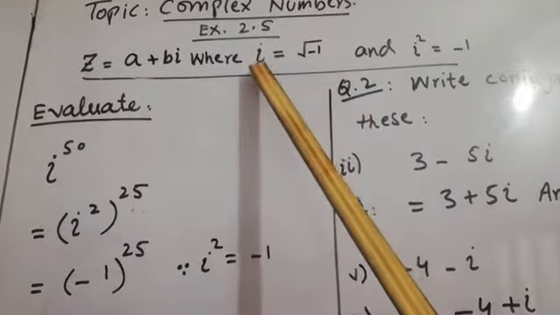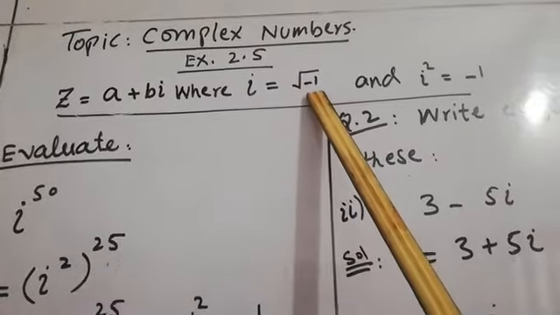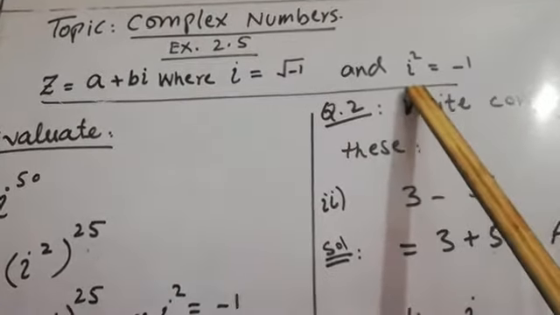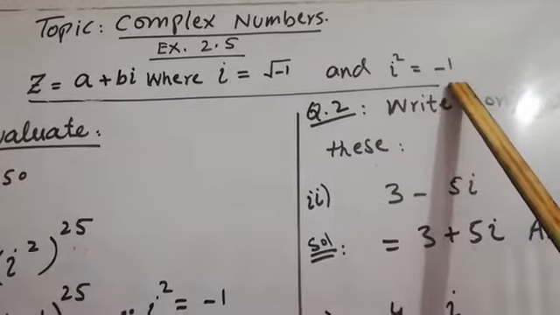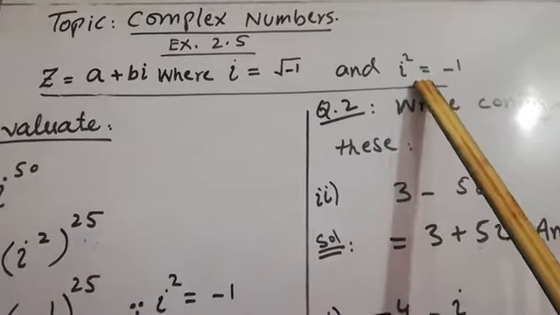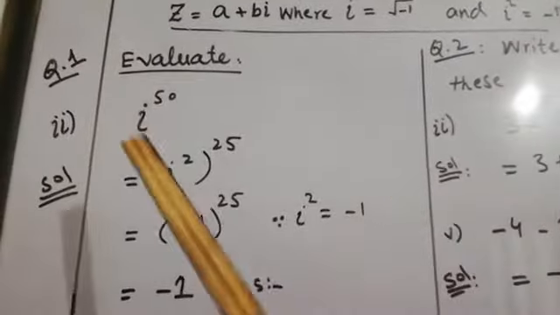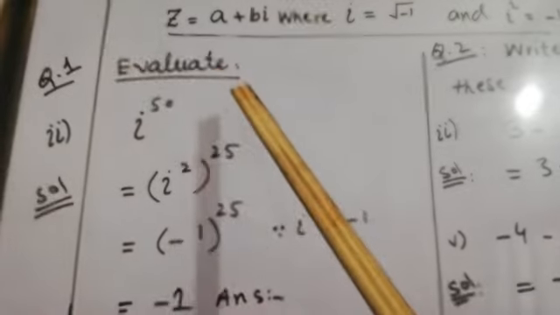And if we take the square on both sides, iota square and minus 1 square, then we get the value of iota square, which is equal to minus 1. You will keep this value in your mind because we will use this value again and again in our topic. Our question number 1 is that evaluate.